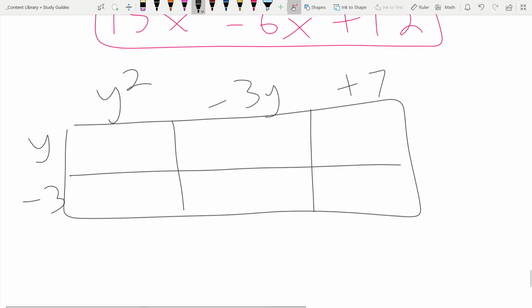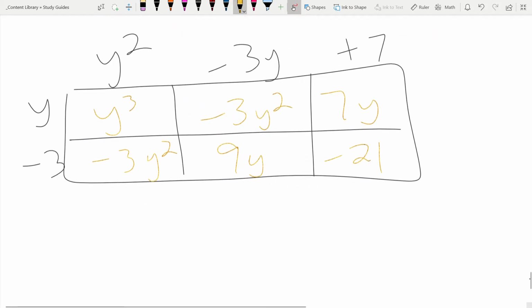So now let's do the operations. Y times y squared is y cubed. Y times negative 3y is negative 3y squared. Y times 7 is 7y. Negative 3 times y squared is another negative 3y squared. Negative 3 times negative 3y is a 9y. And negative 3 times 7 is a negative 21.